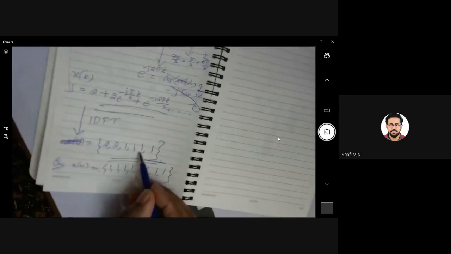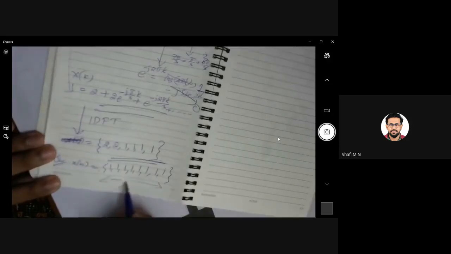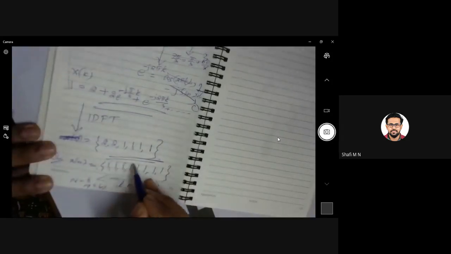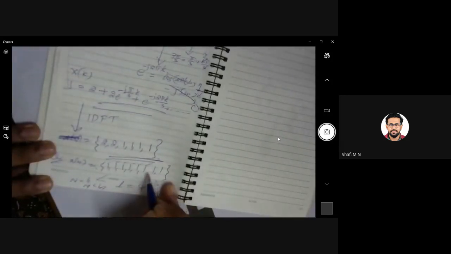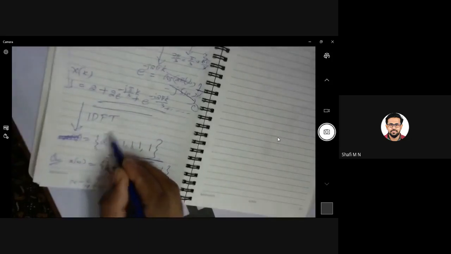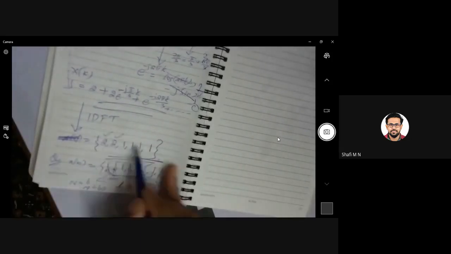Because you used a sampling frequency of 6 only. The length of the sequence, L, is actually 8. But you used n equal to 6. So n is less than L. So definitely there will be aliasing in the time domain. Since you are using 6, after the 6th value, 1, 2, 3, 4, 5, 6, this value will overlap with the first value. So 1 plus 1 will become 2. This value will overlap with the second value. So 1 plus 1 will become 2. That's why you have two 2s there. The remaining terms are safe.